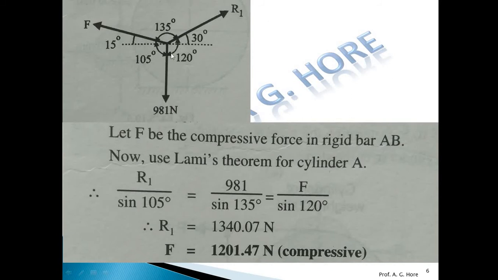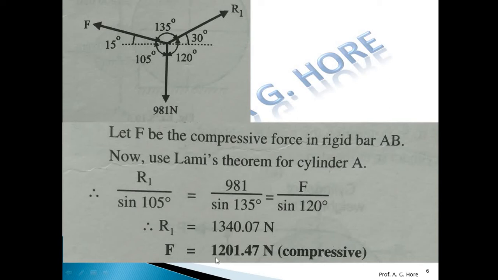Okay, now R1 divided by sine of 105, F divided by sine of 120, and 981 divided by sine of 135. Now if we want to find out the R1, equate first and second and find out the F value, second and last. By equating likewise and simplifying, we can do the calculation and we get the R1 value and F value. Now this is positive, which means we assumed this is a compressive force, so our assumption is correct. So this is the compressive force.